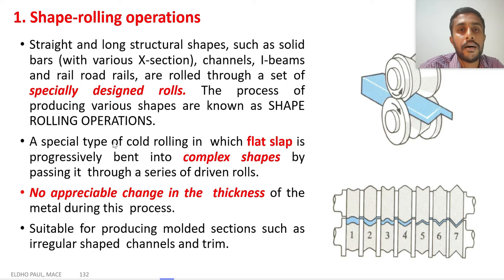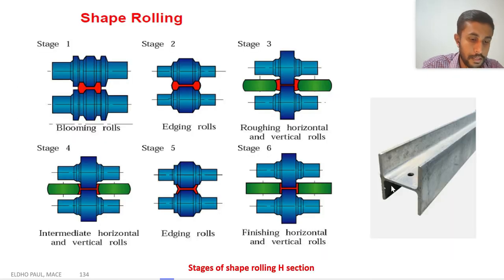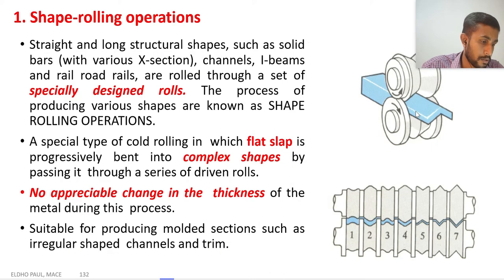The first miscellaneous rolling operation is shape rolling operation, and in shape rolling operation the function or the rolling procedure is the same. But here the output product will be a structural shape. We can see this type of structural shapes can be made using rolling process. See this type of S section. The procedure for making this type of S section is described here. So this type of structural components or products can be made using rolling process. That is the importance of this shape rolling process.